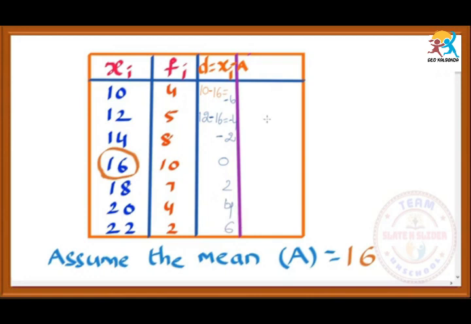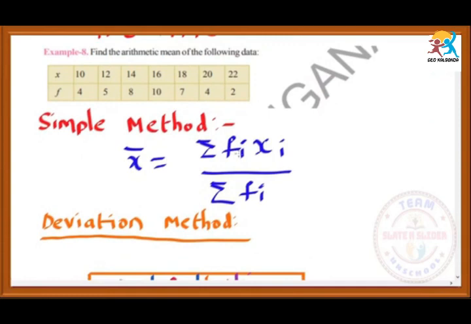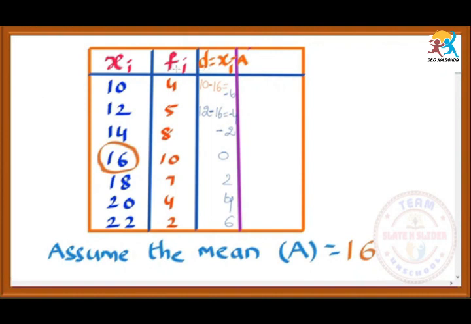So after that we have to multiply. In the simple method we multiply the frequency with the x value. Instead of x, we have to multiply this fi with the deviation, that is the difference. So we have to multiply fi into di. Di means d1, d2, like that. So fi into di, then what will become? 4 into minus 6. Take this frequency 4 into the difference minus 6, that is equal to minus 24.